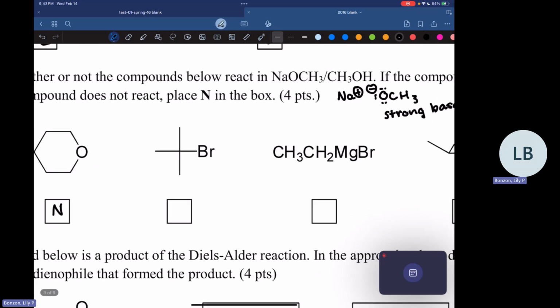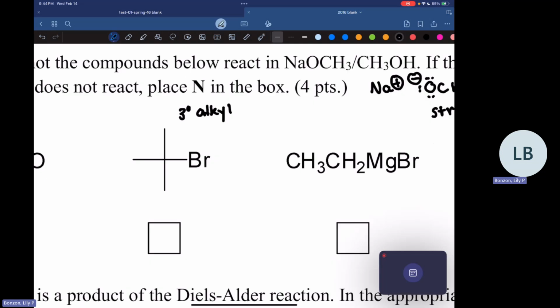Going on to our second structure, we have an alkyl halide. And so if you remember from organic 1, we have a tertiary alkyl halide. And so this is actually going to be reactive towards our reagent. And so this is kind of similar to like an E2 or like an SN2. Well, technically not, because SN2 is primary, but SN1, E1 reaction.